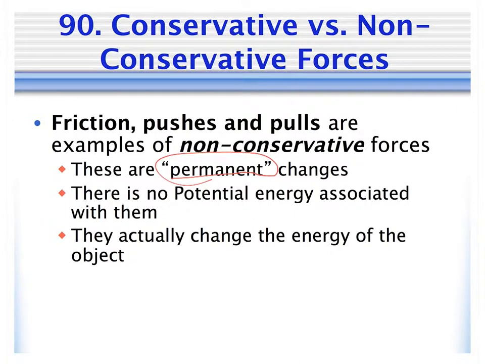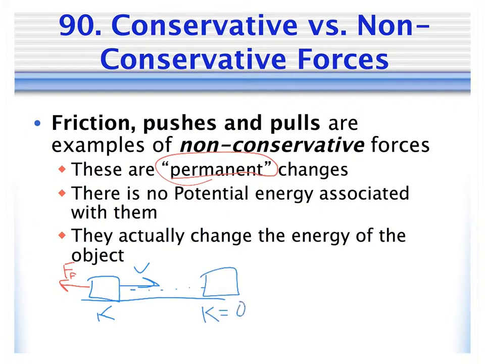Okay, if we have a box, for example, sliding to the right across a level surface, and there's a force of friction acting on that box, it may start out with kinetic energy, but eventually at some later point in time, it's going to come to a stop, and it's going to have zero kinetic energy. What we would say is that in that case, work was done by friction, and that work took away the kinetic energy of the object. However, unlike the gravity situation that we were just talking about, this cannot be undone. Okay? This actually changed the energy of the object.